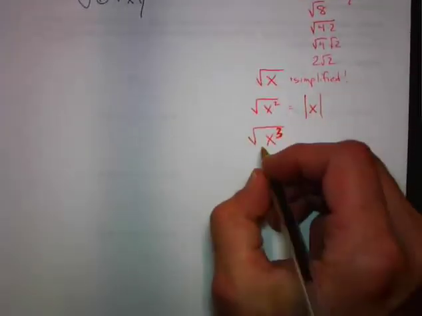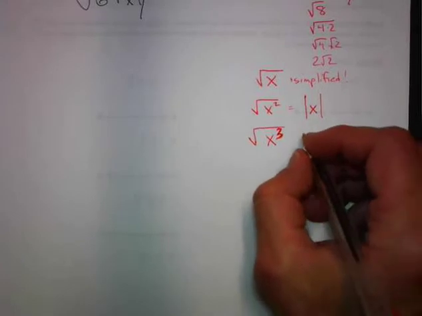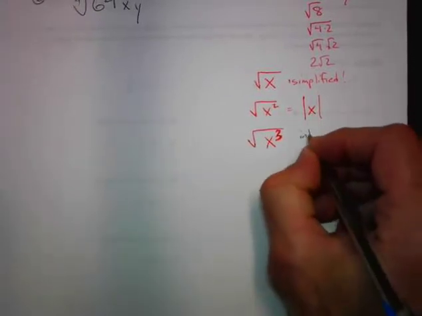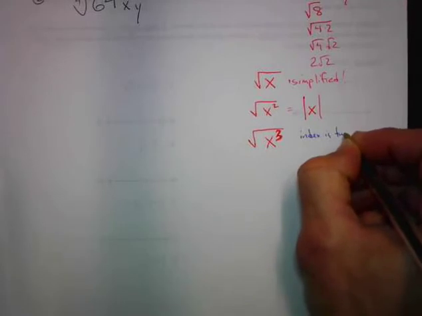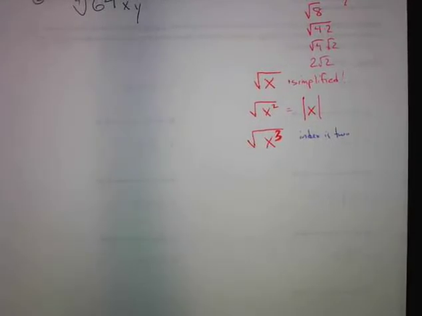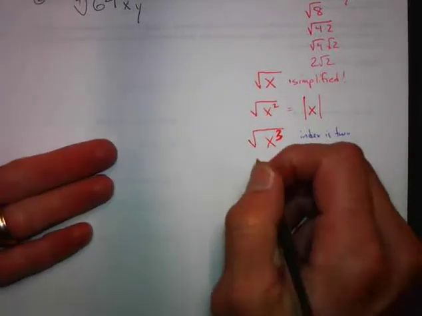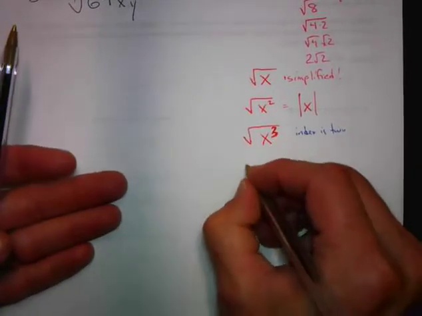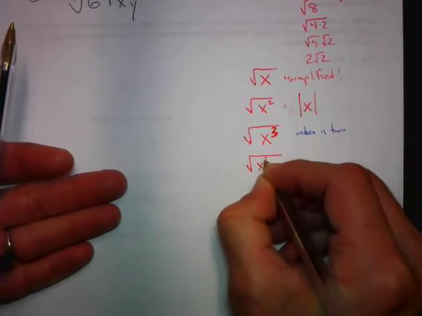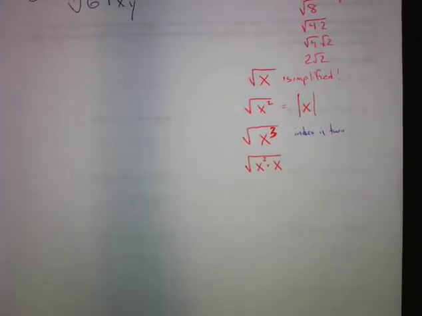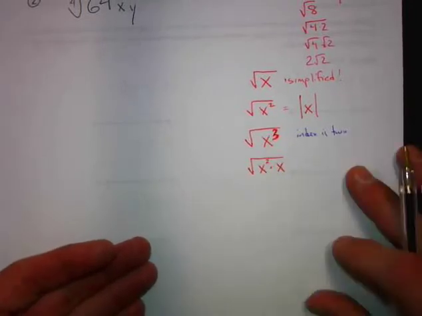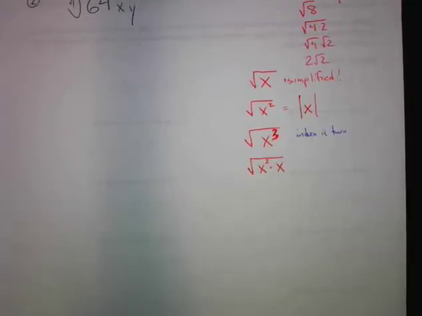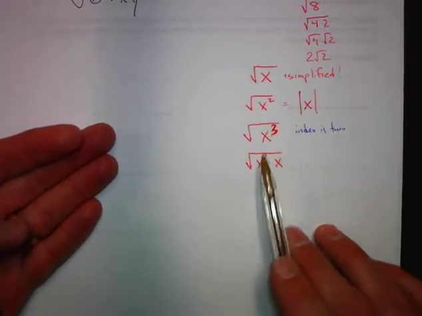So if we had the square root of x to the 3rd power, remember the index is 2, right? So we're going to look for factors of x cubed that will work with an index of 2, just like we did with the square root of 8. We can call this x squared times x, right? Isn't that x to the 3rd power? And this again goes back to awareness. The key element for this lesson is all about awareness, playing heads up ball. So x to the 3rd power is actually x squared times x.